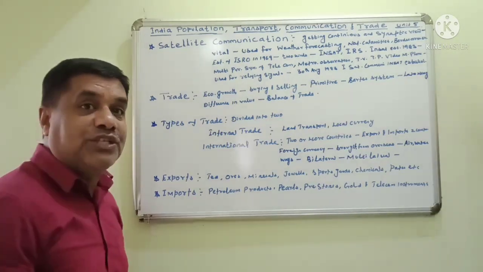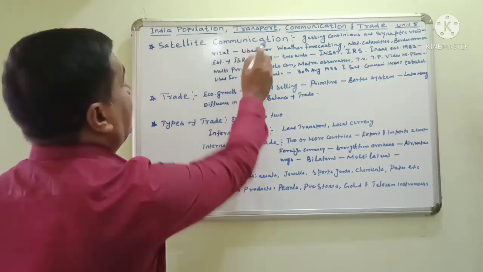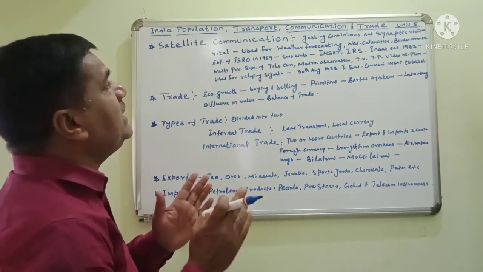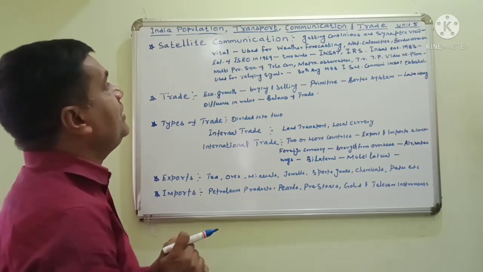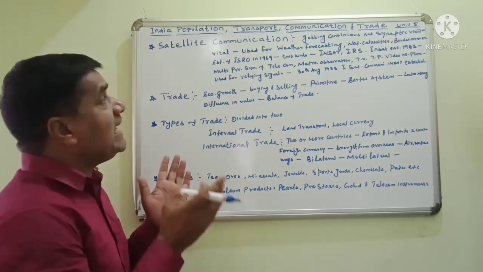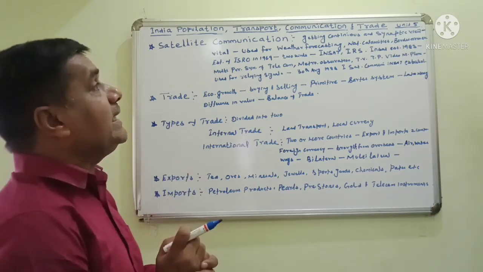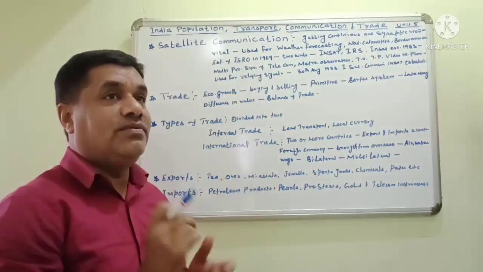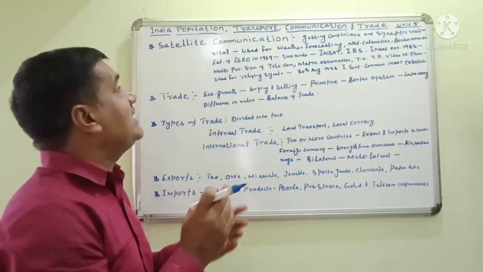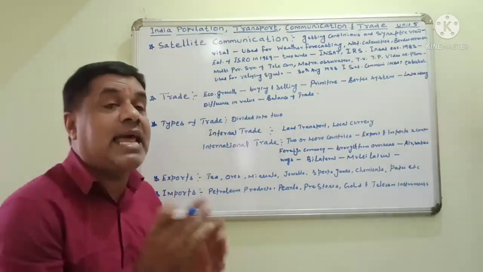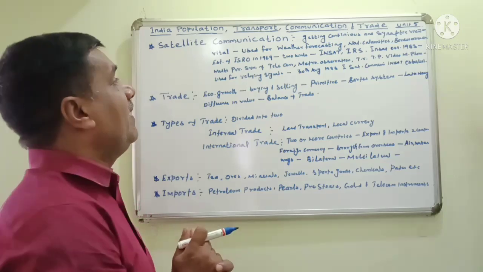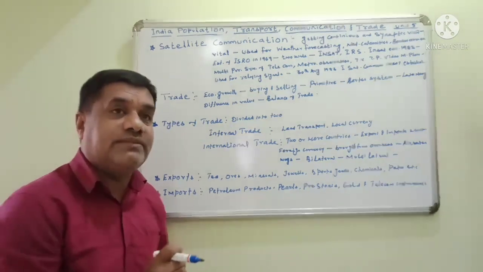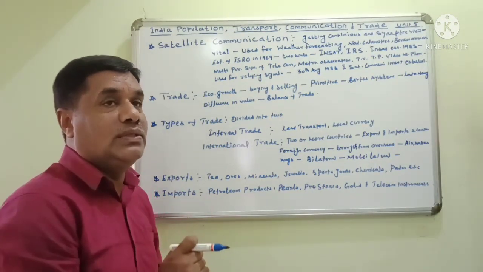Okay, listen here carefully students. Satellite communication. Satellite communication is one of the important processes in our country. Satellite communication gives a continuous and synoptic view of a larger area. It covers a larger area, and gives a continuous and synoptic view of that particular area. It plays a vital role in our country.